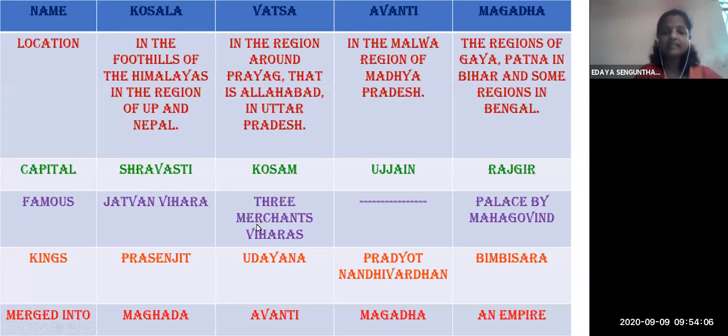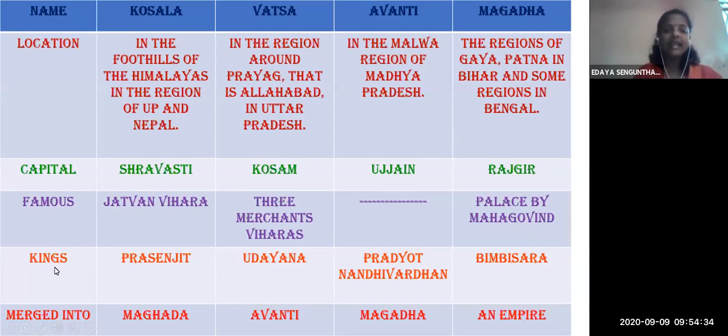In Vatsa it's the three merchants' viharas. Okay. And in Avanti, nothing is mentioned in the textbook, so it is not written here. And in Magadha, the palace placed by Mahagovind. It's palace, beta, P-A-L-A-C-E. The king Bimbisara's palace was built by Mahagovind.